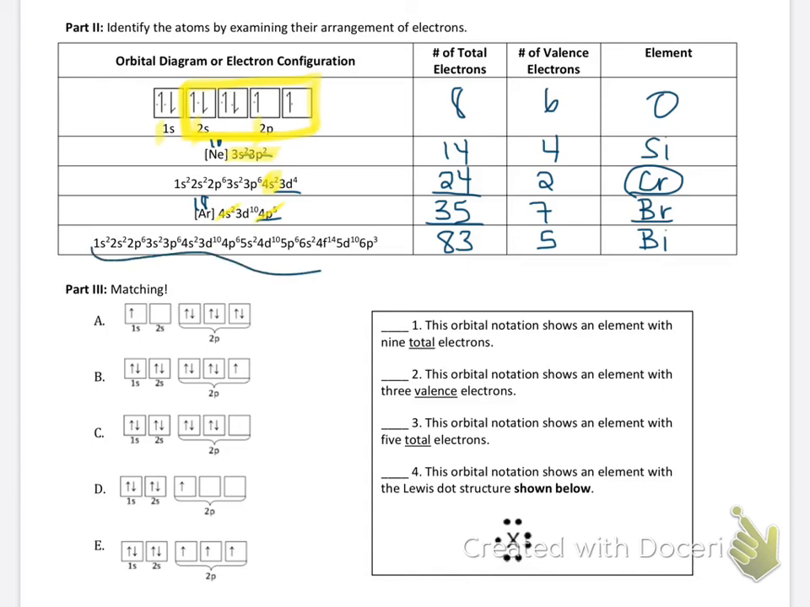On this huge guy here, if we add up all of those exponents, we should end up with 83. Going to the 6p3 spot on the periodic table, we find that that is bismuth. For our valence electrons, our highest energy level is the 6th energy level, which has 3 plus 2 electrons there.